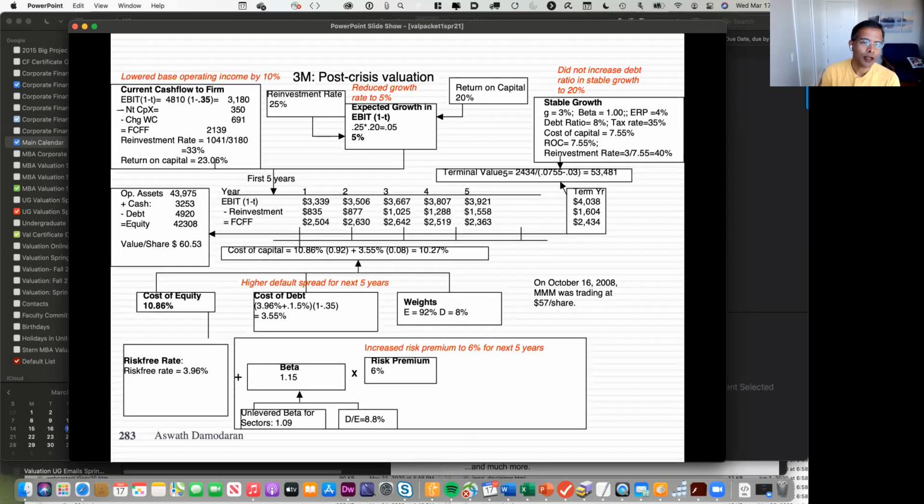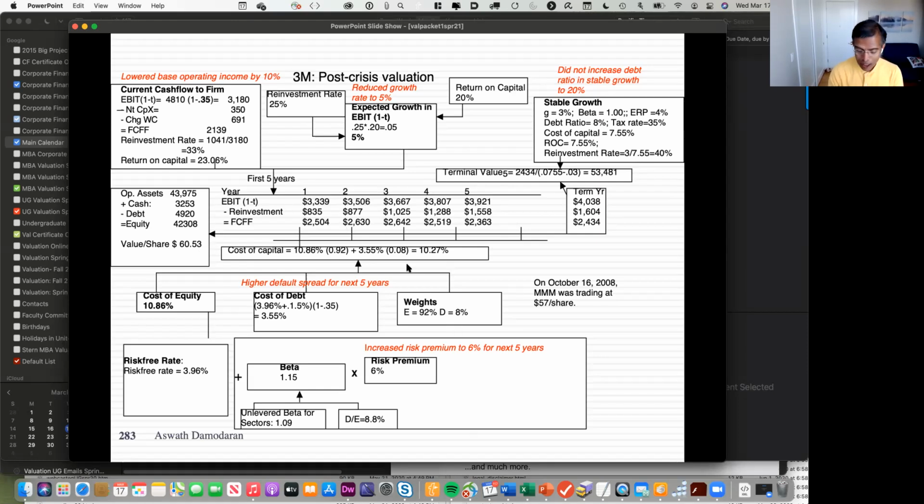I revalued it again about a month later. And I'll tell you something, none of the numbers for the company changed. There were no earnings reports that had come out. The same company, same numbers. But my value is $60.53. You see, what happened? The 2008 crisis happened. Here's how it played out.